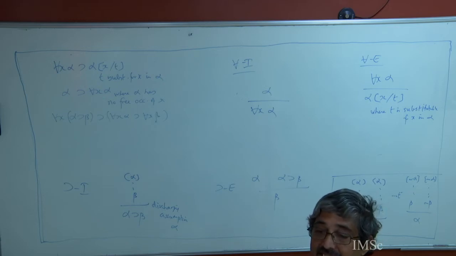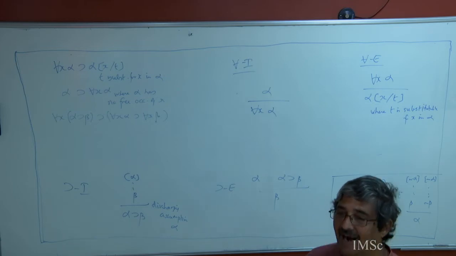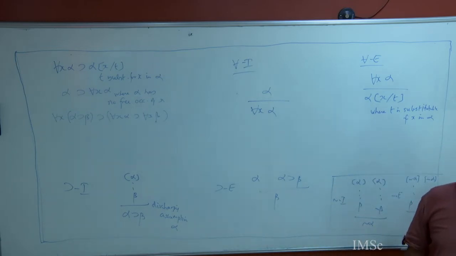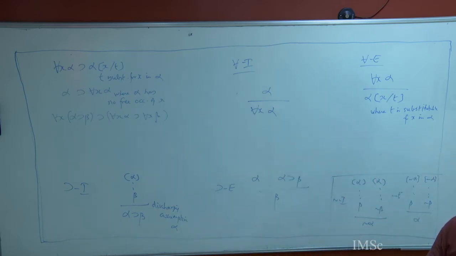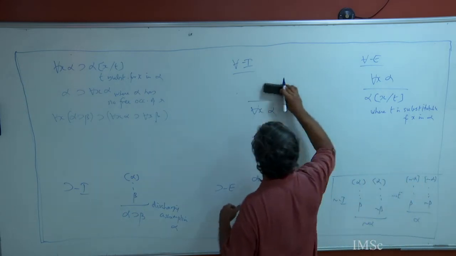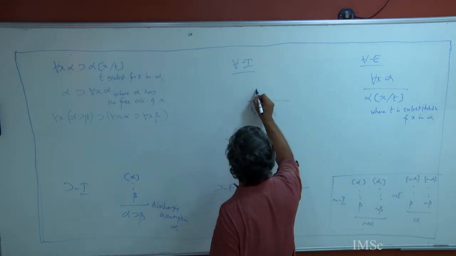X should not be free in alpha. But now natural deduction is usually stated in a slightly different form, and you will see why. So this is how it is.